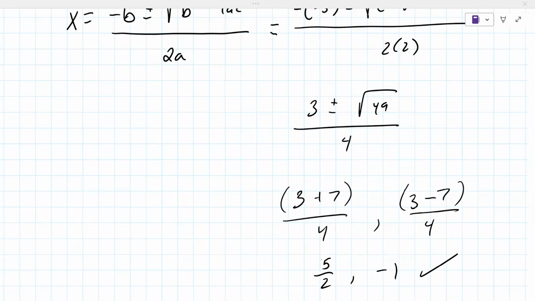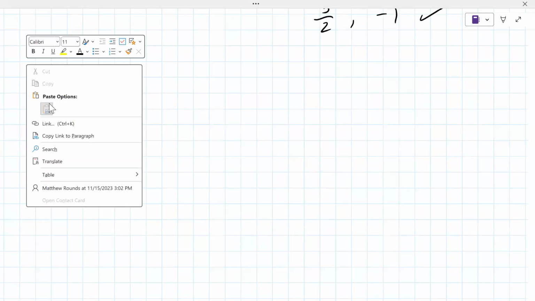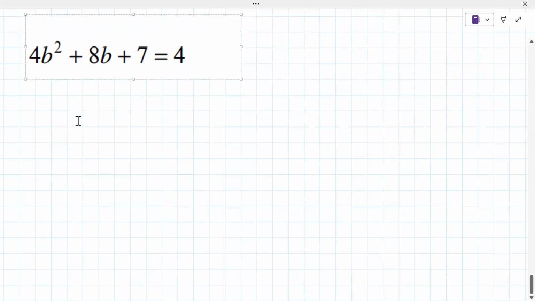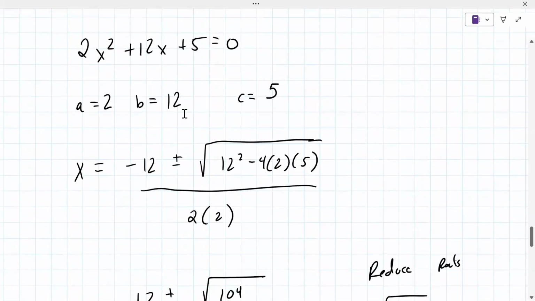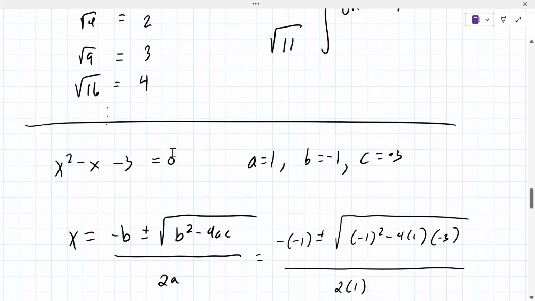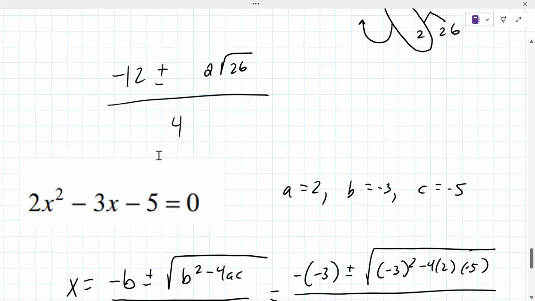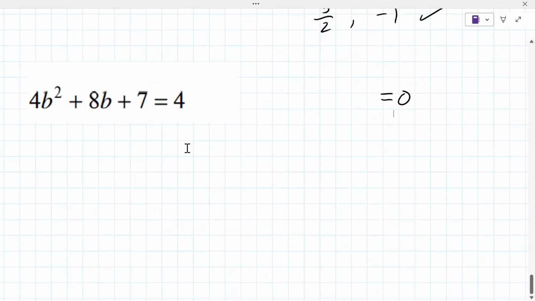Now, sometimes the problems already have A's and B's in them, and sometimes they're not set equal to 0. Like if you look at all the problems we did today so far, equal 0, equal 0, equal 0, and so on. You have to first get it set equal to 0. So how do you move this forward to the other side of the equation?